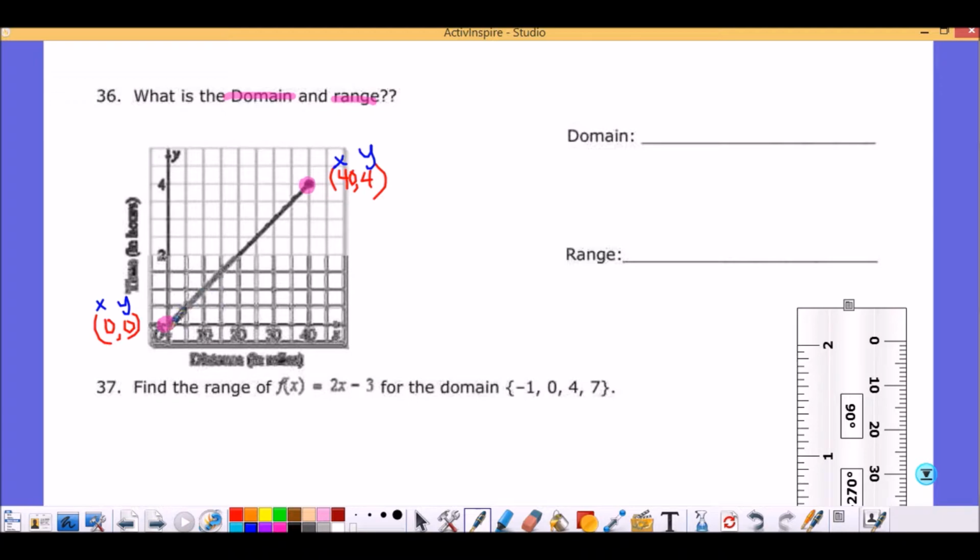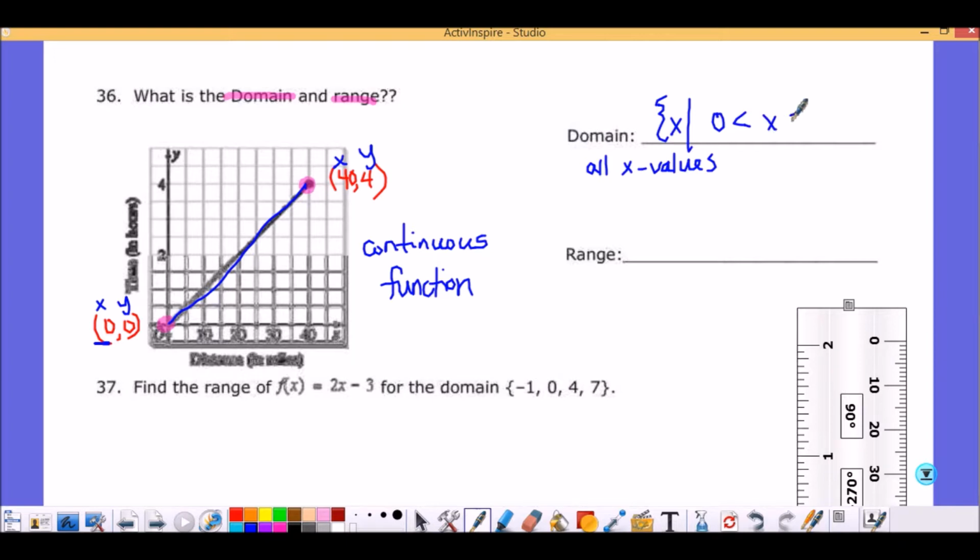Alright, so let's talk about this line here. Do you remember when we are connecting our two dots, this is actually called continuous. Remember, because it is a connected line. So if this is a continuous function, now we're going to look to see where my domain is. So the domain are all the x values. Since this is a continuous function, we can't write it individually. So we write it as x such that, and we begin with my x values. So it would be 0 is less than x, which is less than my x value, which is 40.